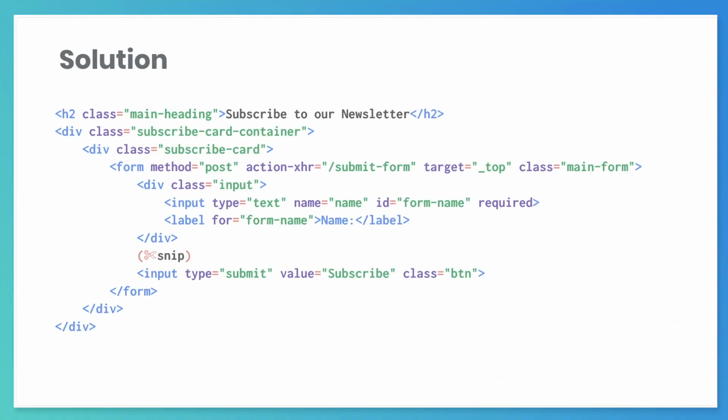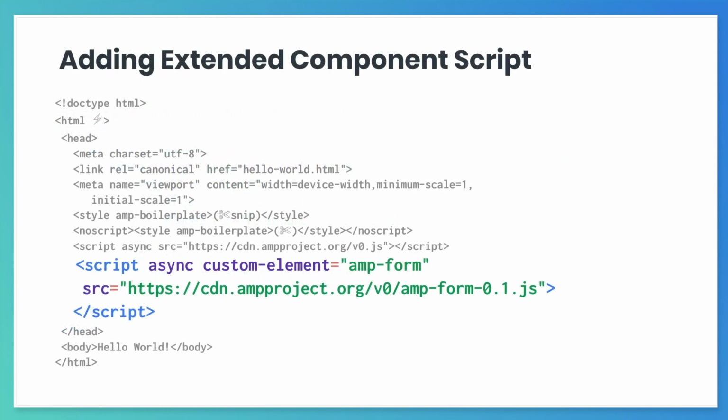When you're done, your code should look like this. Notice the H2 tag that contains our heading and the divs that contain the form tag. The form tag does a post to the submit-form endpoint, and it has two inputs and a subscribe button. Sorry we couldn't fit both inputs on the screen, but you get the idea. And as usual, remember to add the extended component script for AMP form in the head as you see on screen.